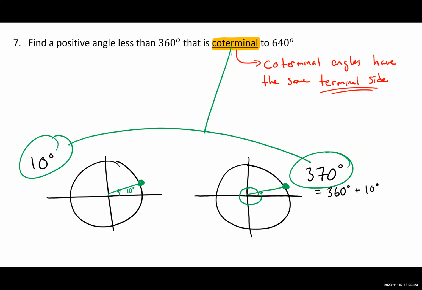So find a positive angle less than 360, somewhere in the range 0 to 360, that is coterminal to 640. I've got to erase what's on the screen, so I need some room.